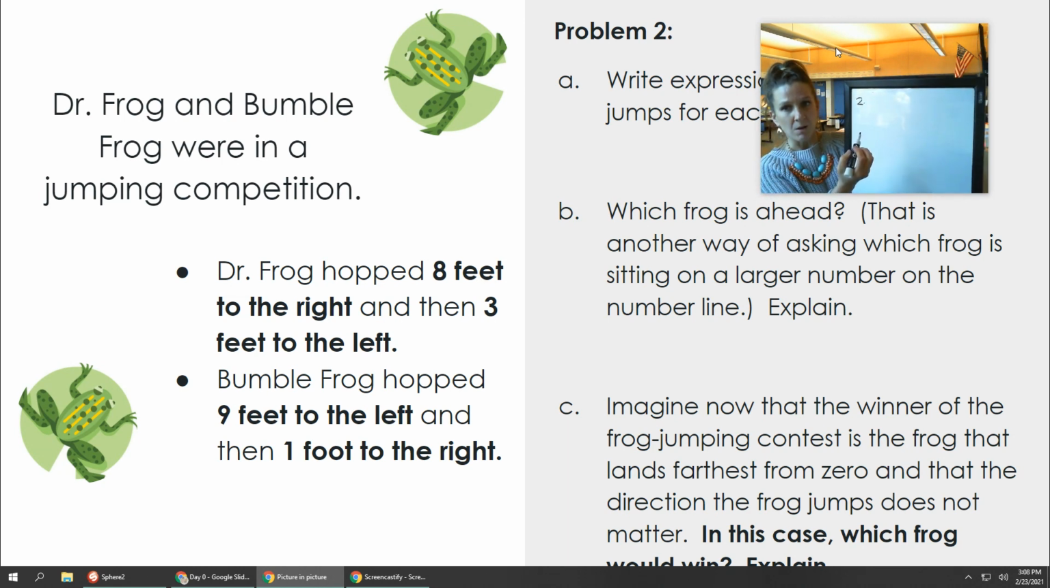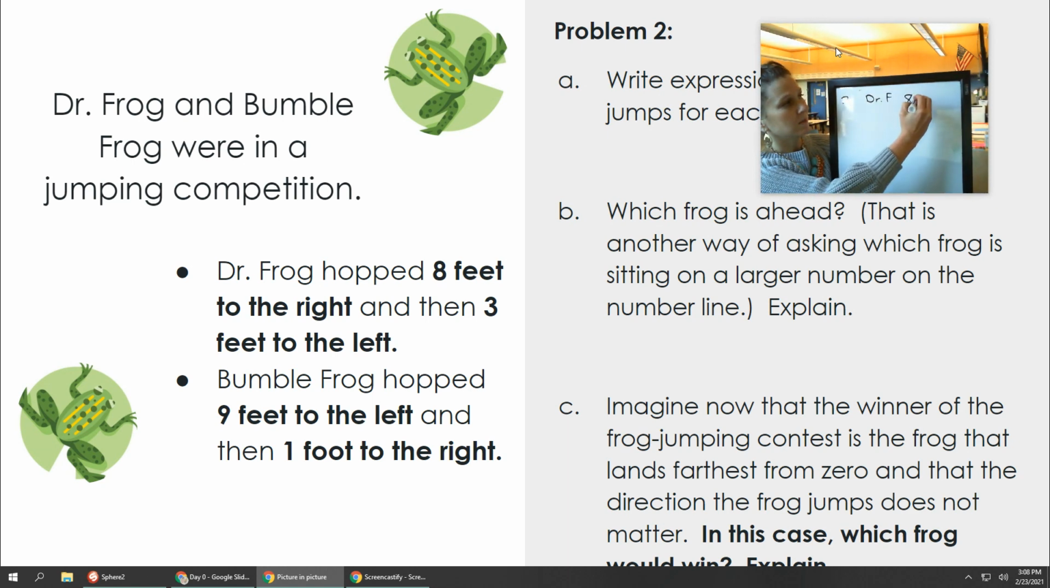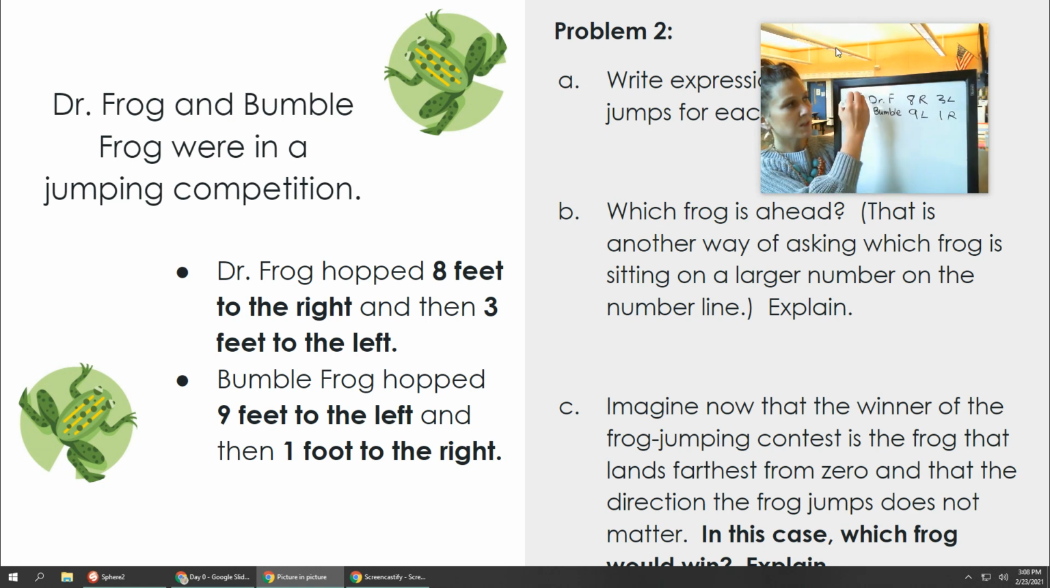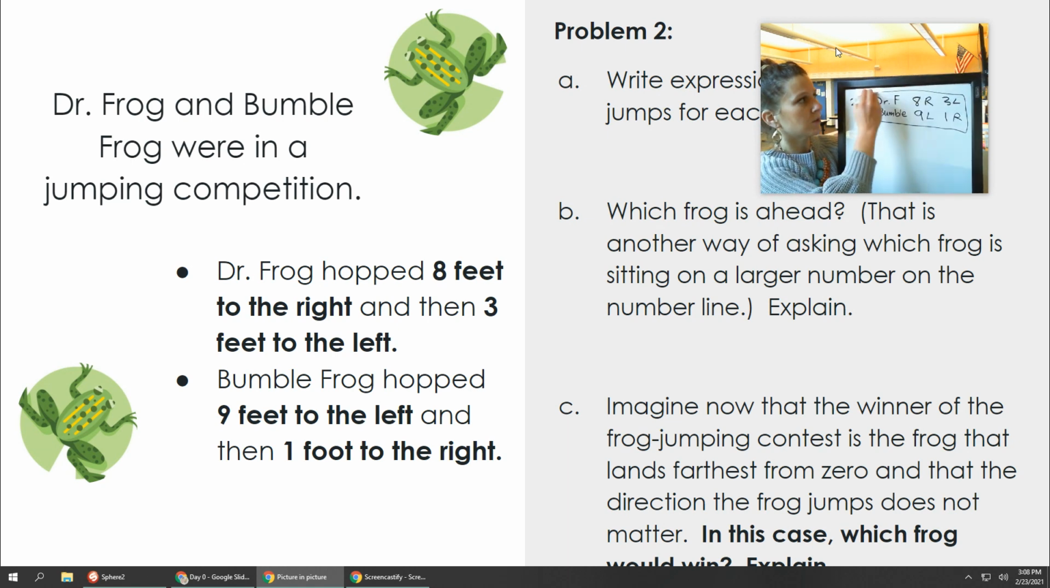So Dr. Frog hopped 8 feet to the right. So I'm going to do Dr. Frog real quick. I'm going to abbreviate 8 feet to the right. Okay, then he went 3 to the left. That's telling me my directions. Okay, so I know my negative is to the left. I know my positive is to the right. Okay, and then Bumble. He did 9 to the left and 1 to the right.